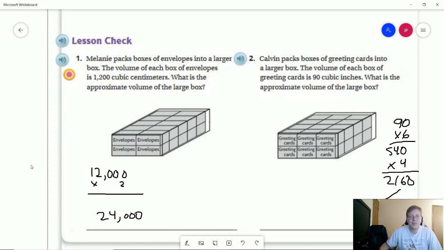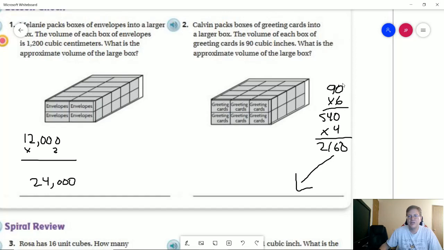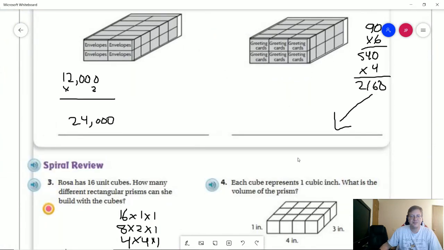For our next problem, number 2, we are again going to do our volume times the number of boxes in our first layer that's showing. That will give us 540. We are 4 layers deep, and that will give us a total of 2,160 cubic inches.